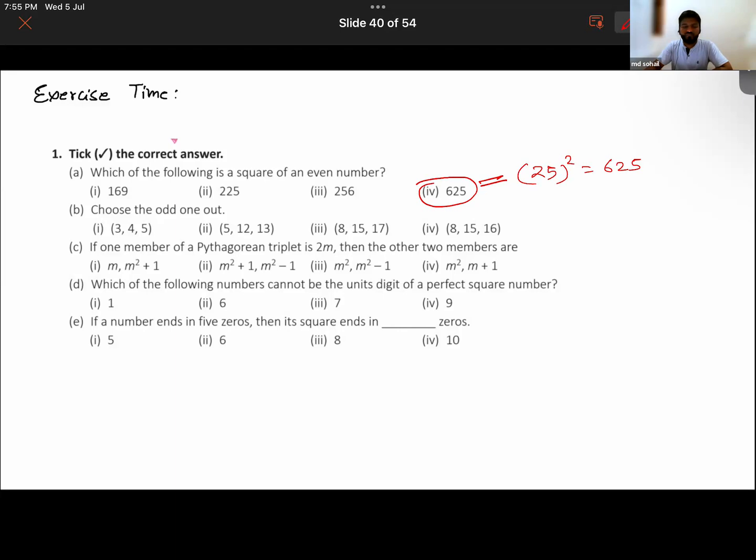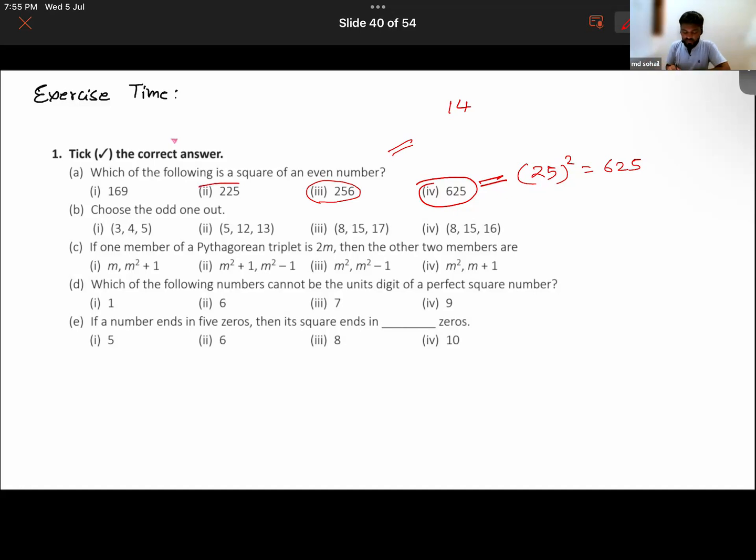So it can be 169 and 225 since they are the squares of 13 and 15. So it's got to be 256. Right. So 256 is the square of which number? Is it 14 or 15?